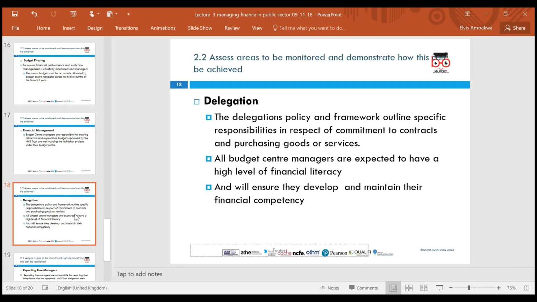Delegation. As far as the NHS is concerned, the delegation policy and framework outlines specific responsibilities in respect of commitment to contracts and purchasing goods or services.